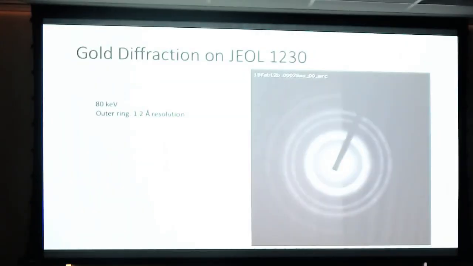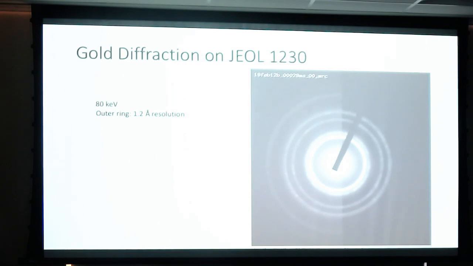And this is an example. I collected this just last year on the JEOL 1230. If any of you have used the microscopes here, the 1230 is the lowest end microscope. It's a very good screening negative stain microscope. It operates at 80 kV. It has a tungsten filament, and this is a sample of sputtered gold. And the outer ring that you can just kind of see, I think this is it, is at 1.2 angstrom resolution, which if you've ever used the 1230, you would not expect to be able to collect 1.2 angstrom resolution data, because it's an old microscope, and it's also an old camera. But it is possible even on that. In diffraction mode, you still see all of this information.